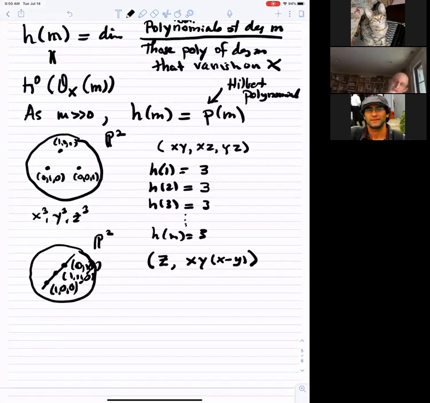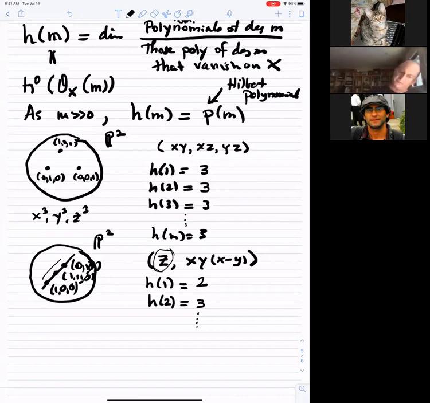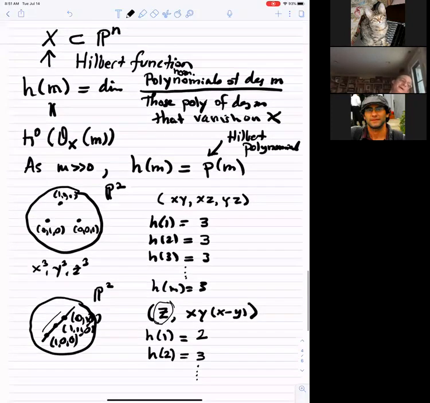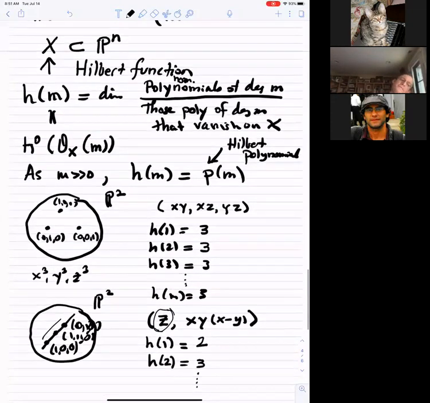And now H1 is different, because if I take the polynomials of degree 1, spanned by x, y, and z, modulo those that vanish on the set, z is one. Z is such a polynomial, so you see that this is now two-dimensional. But starting with H2 onwards, this becomes 3 again. For the quadratic polynomials, I have x squared, y squared, xy, xz, yz, z squared. xz, yz, and z squared vanish on your scheme because z already vanishes, so you see this three-dimensional span by x squared, xy, and y squared, and so on and so forth. Here this function is not exactly a polynomial: H1 is 2, but afterwards it becomes a polynomial. All right, so this is a quick review of the Hilbert function and the Hilbert polynomial.